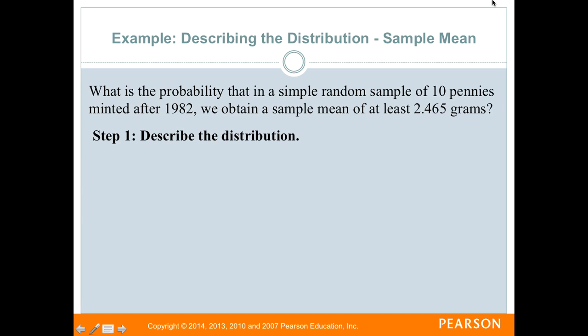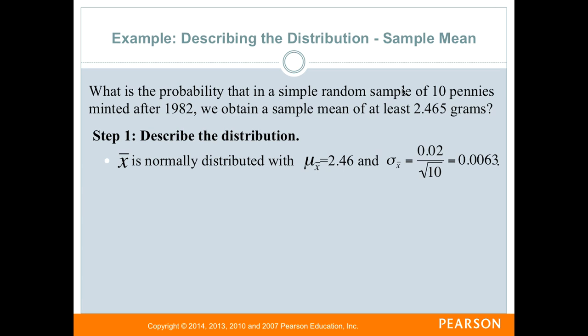That's something that you probably always want to take a look at. So to describe the distribution, we know we can say it's normally distributed because the weights of pennies in general are normally distributed. So x bar is normally distributed. The mean is going to be the same mean that the pennies follow in general, which is 2.46 grams.